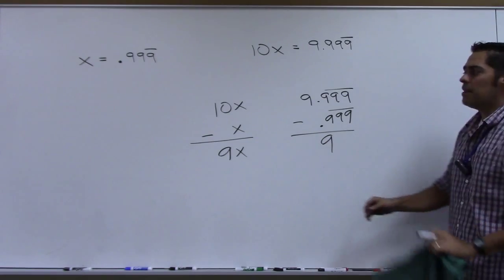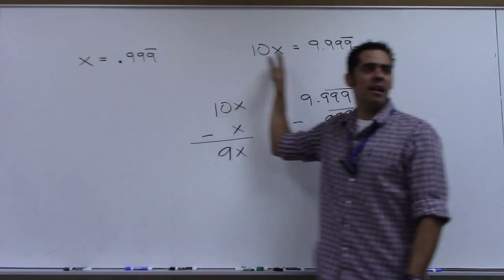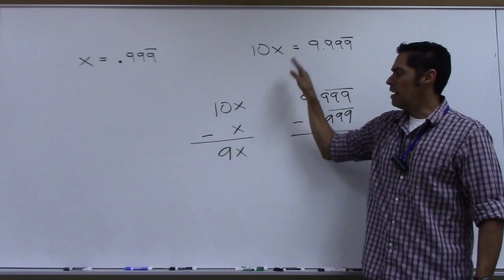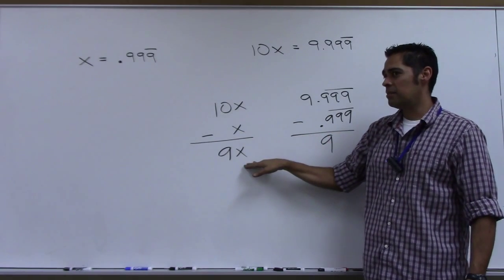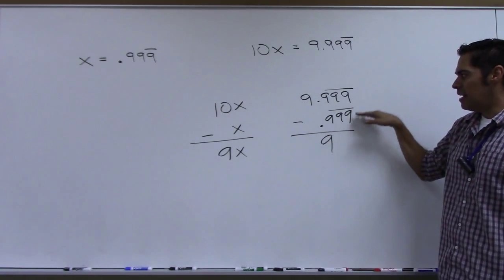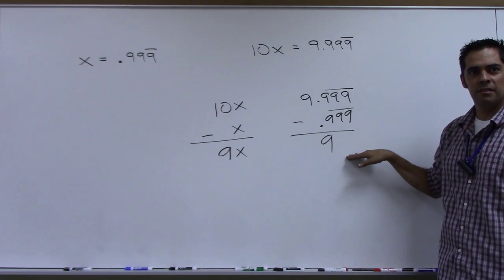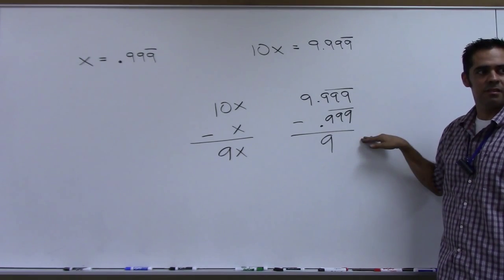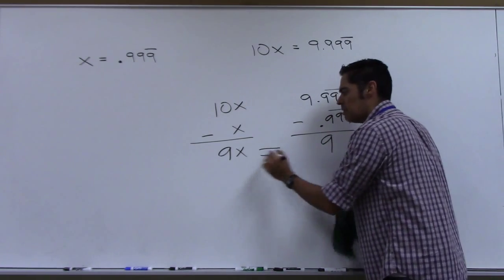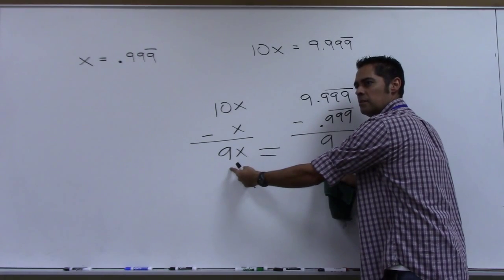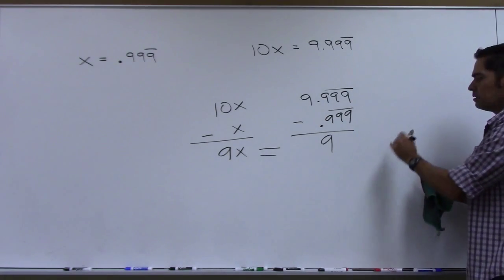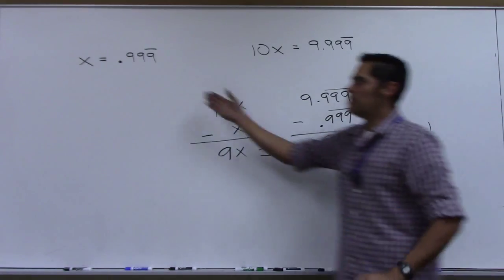And what's this minus this? 9. So you're telling me that if x is this, then 10x is this, and 10x minus x is 9x. But it has to be equal to this, right? This is 10x minus x. So you're telling me that 9x has to equal 9, which means x has to be 1. Which means that this had to be 1 to start with.